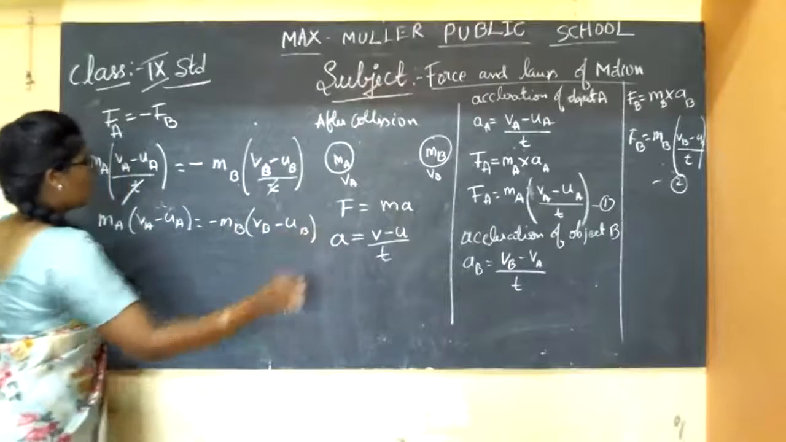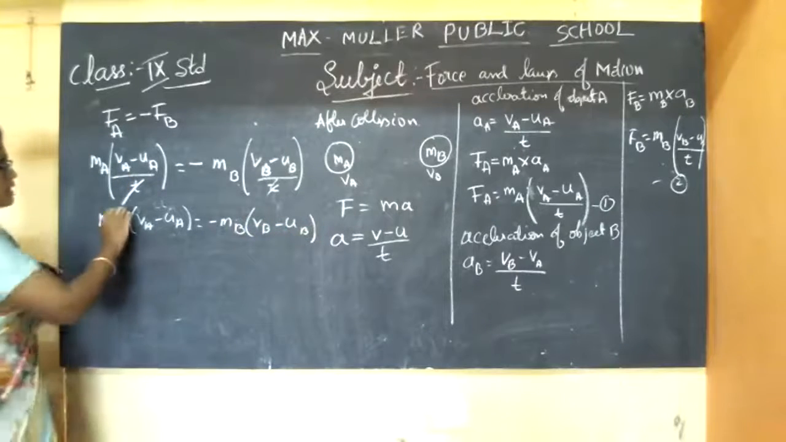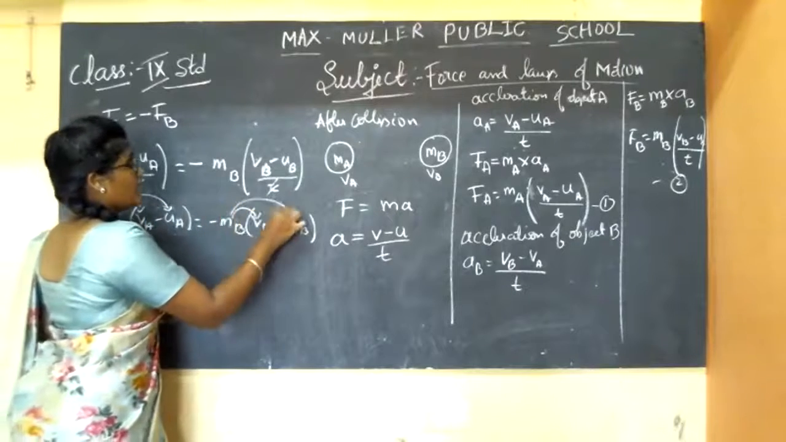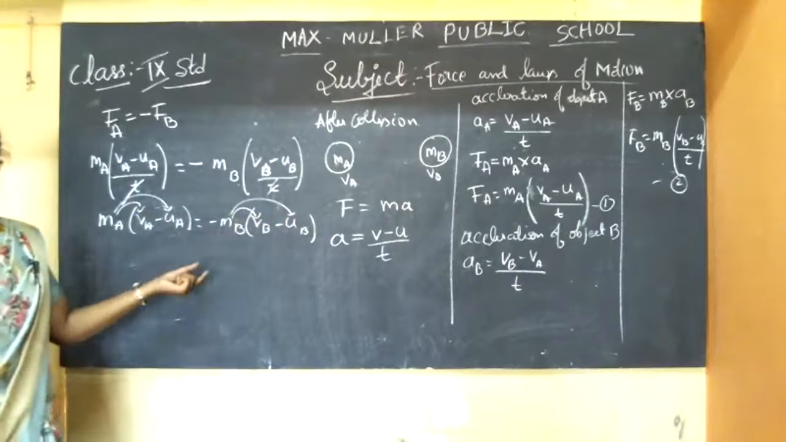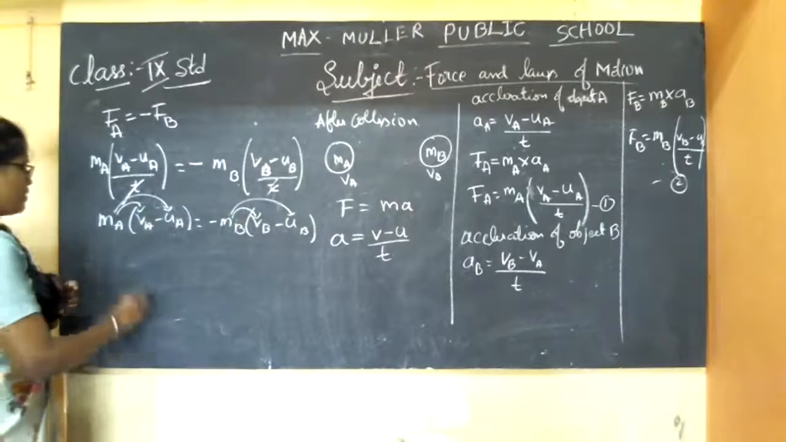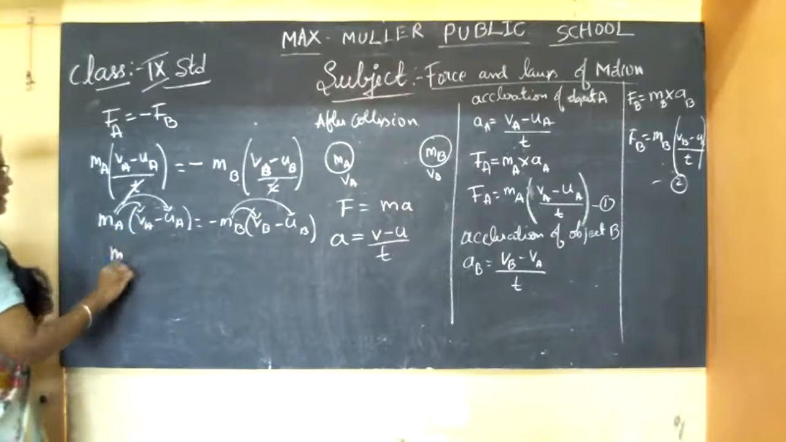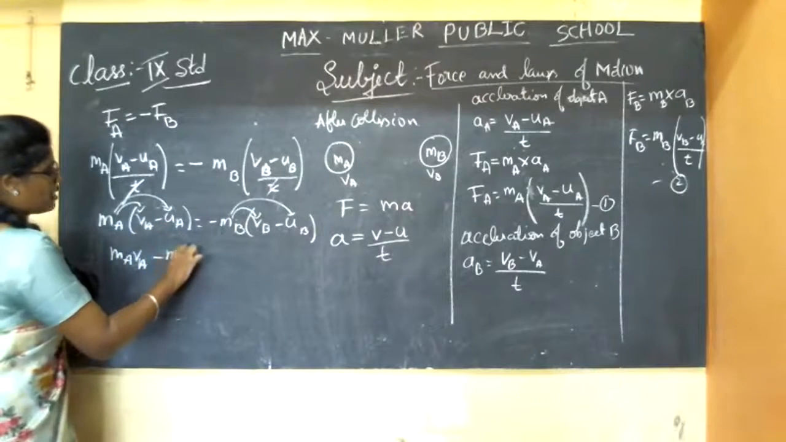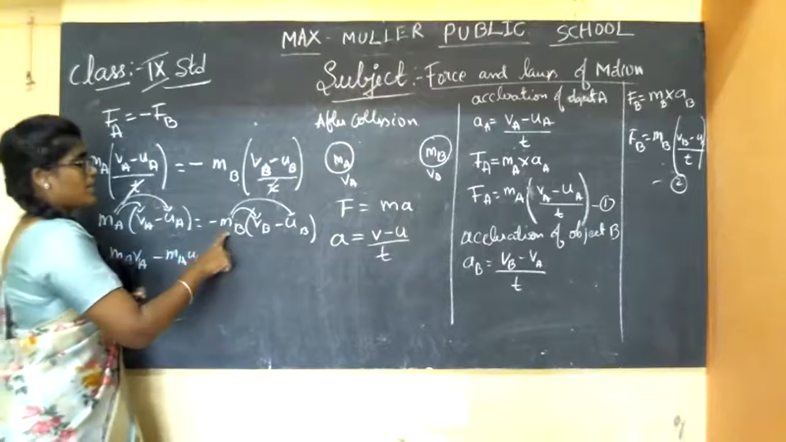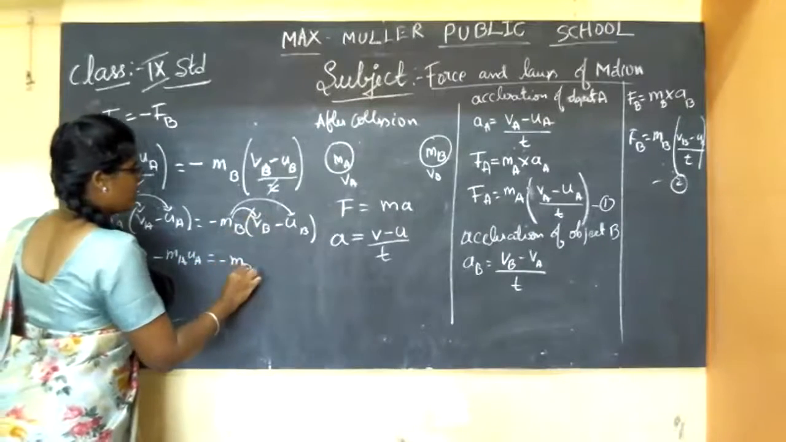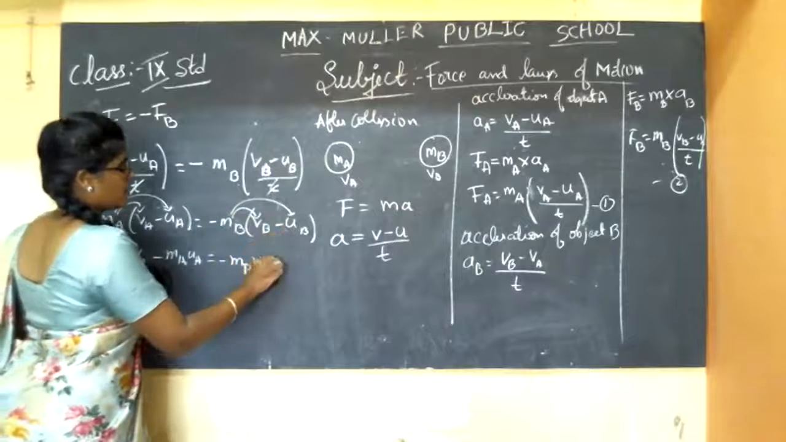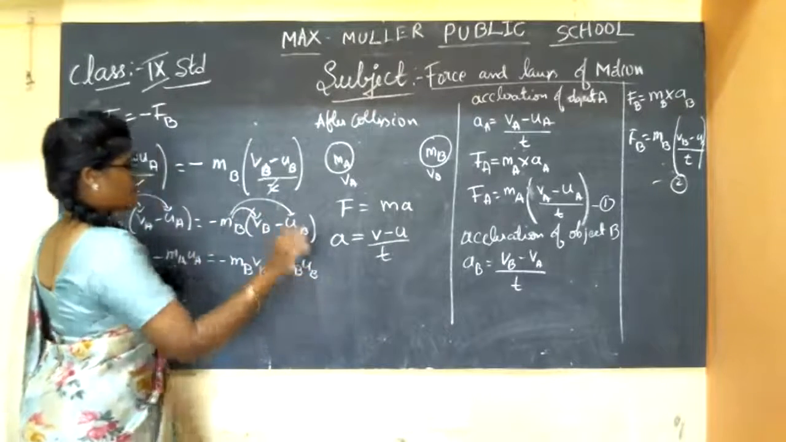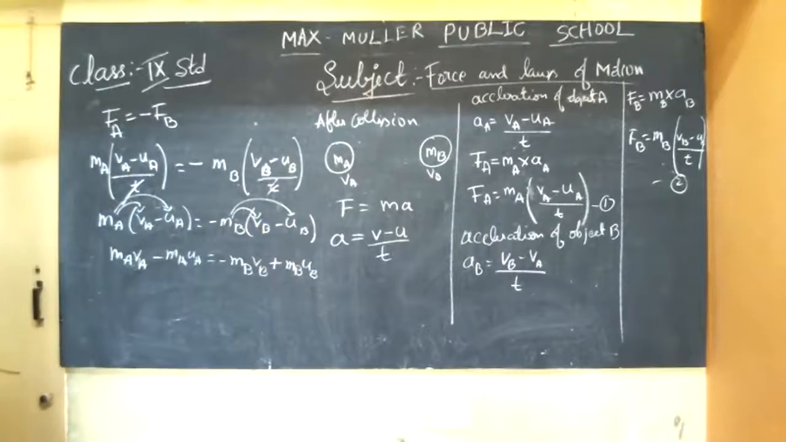Now what will you do with this mA? You are going to multiply mA inside, and mB also inside along with the negative sign. So mA into vA is mA vA, minus mA into uA is mA uA, equal to minus mB vB. Minus into minus will be plus, so mB into uB will be mB uB. Dear children, till here, clear?